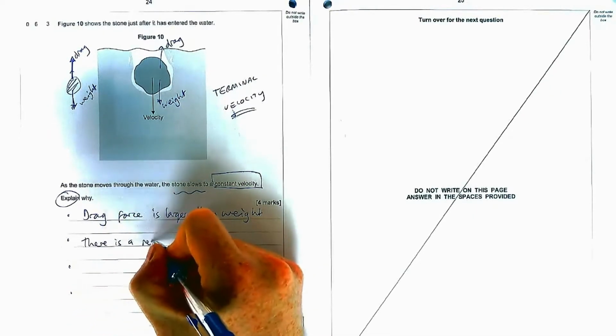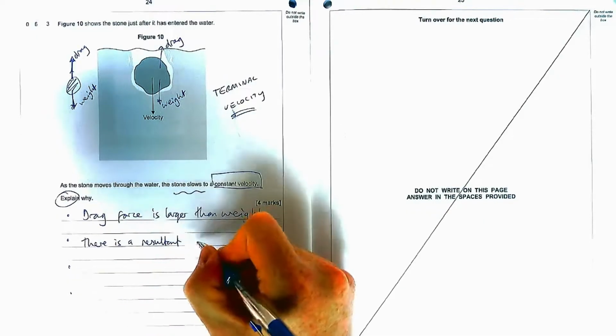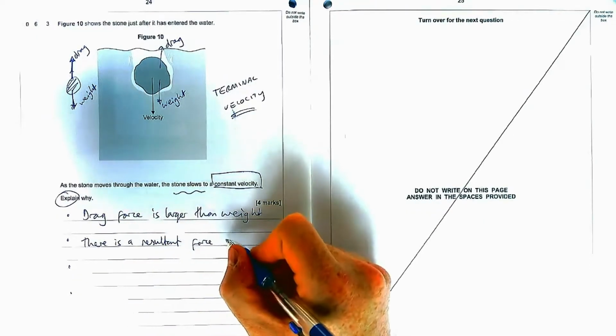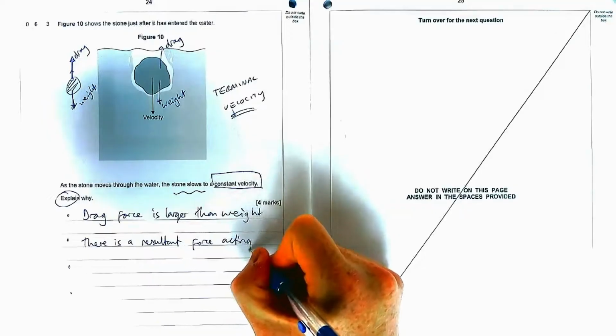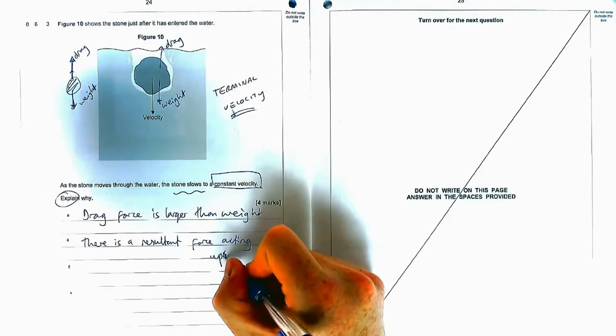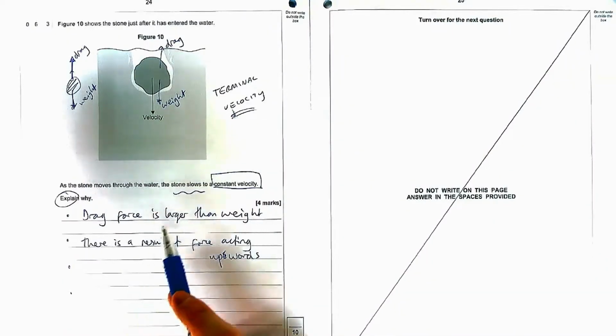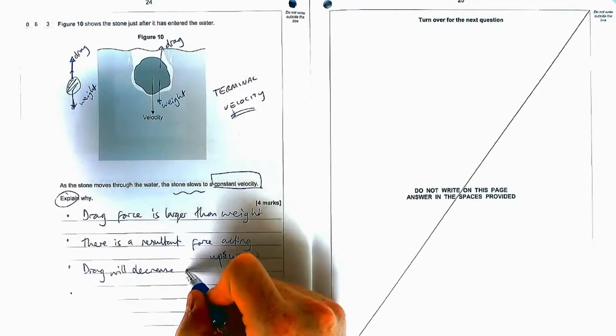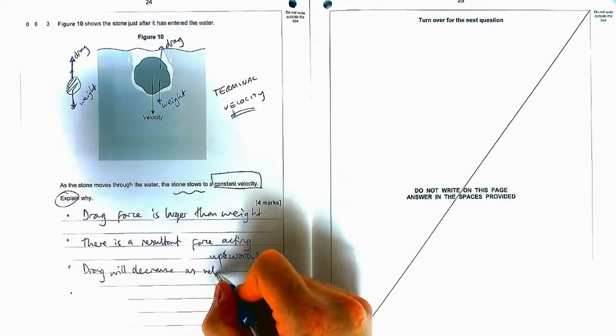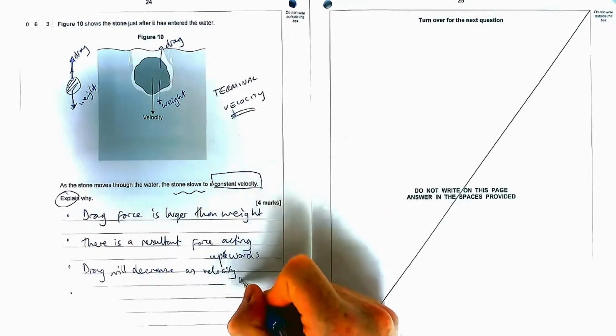However, it doesn't stop, okay, so it keeps on moving, and the reason for that is because drag will decrease as it slows down, basically as velocity decreases, okay, until drag is equal to, sorry, I can't spell drag. Drag is equal to weight, so velocity is constant.